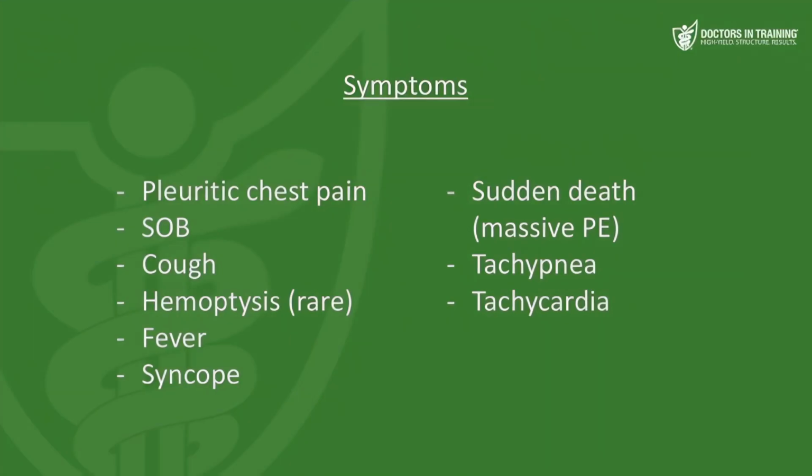The classic symptoms for pulmonary embolism are pleuritic chest pain and acute shortness of breath. Sometimes you'll see cough, and rarely you'll see hemoptysis. You can see low-grade fevers, syncope, and even sudden death if there's a large pulmonary embolism. The most common findings you typically see are tachypnea and tachycardia.